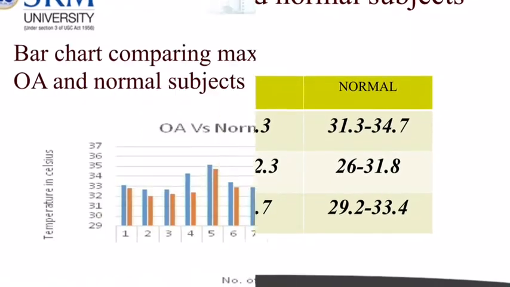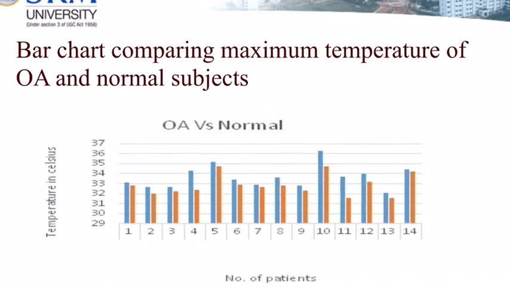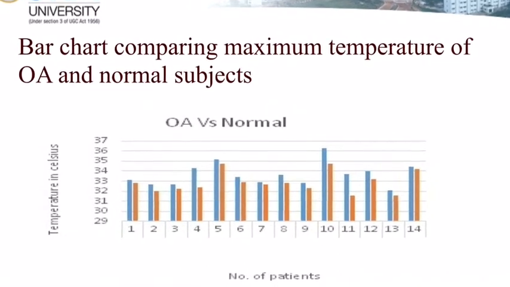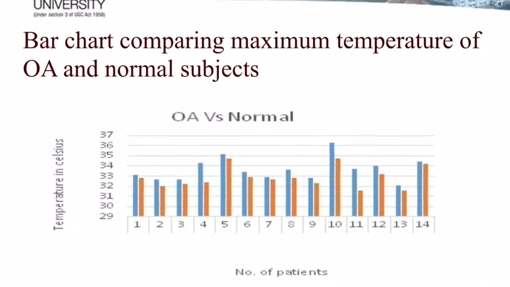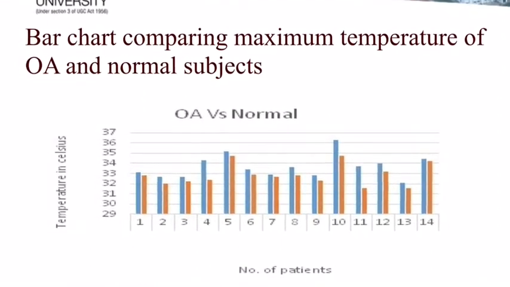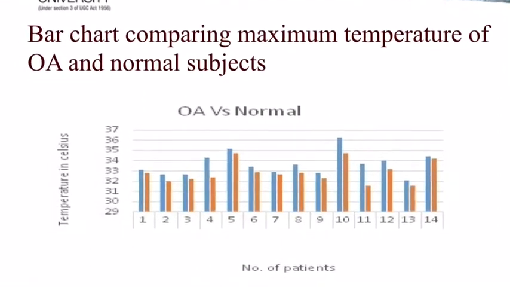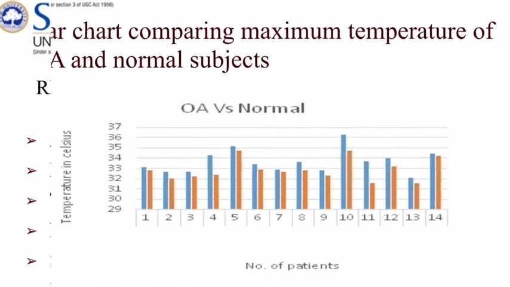The mean skin surface temperature ranges of osteoarthritic patients were 30 to 30.7 and in normal 29.2 to 33.4 degrees Celsius. This is a bar chart showing the comparison of maximum skin surface temperature of knee osteoarthritic patients and normal subjects, from which it can be inferred that the temperature of osteoarthritic patients is higher than the normal subjects.